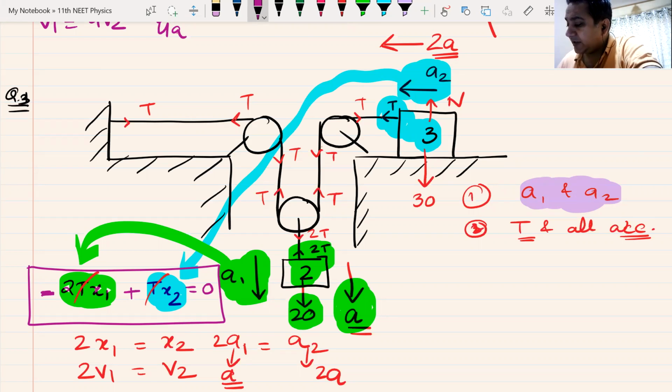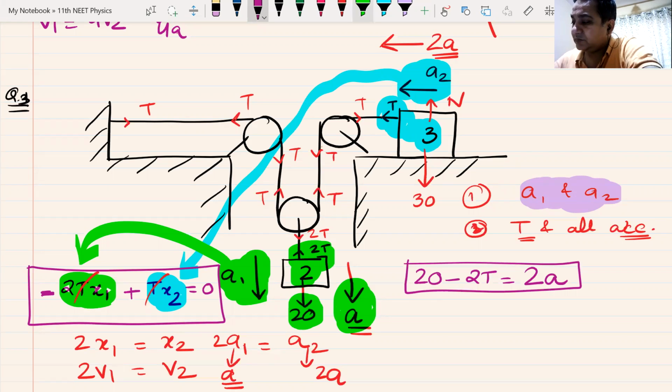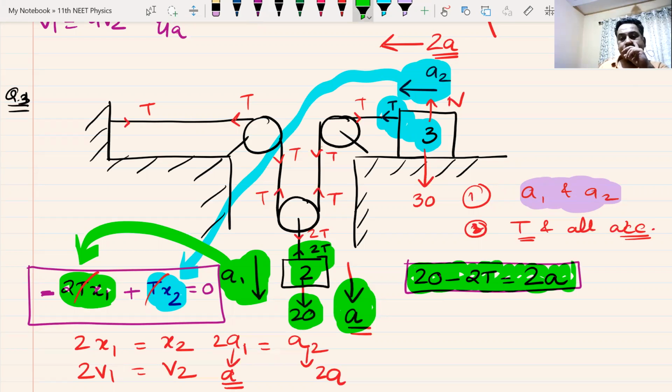Well then, beta, that is correct. 20 is downwards, 2t is upwards. 20 minus 2t is equal to ma. Ma is 2 and acceleration is a. Do we all understand this? The green equation. Twenty is downwards, 2t is upwards, acceleration is downwards. Do we understand this equation? Can I have raised hand that we understand this, sir?